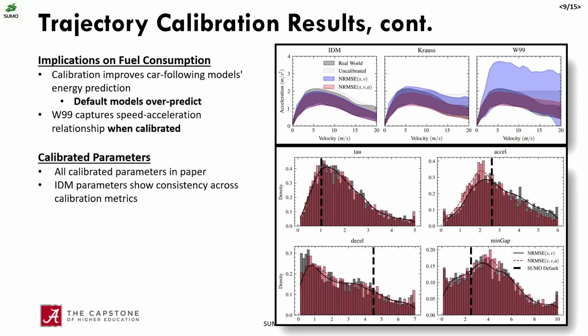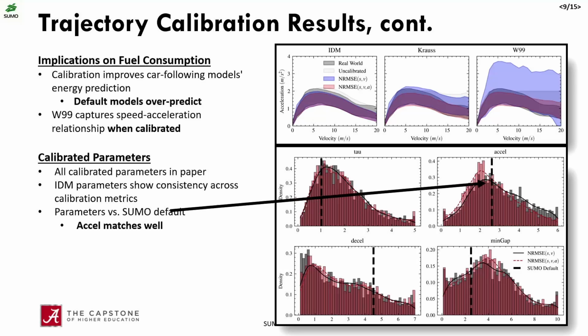The IDM parameters show a lot of consistency between the two different error metrics, whereas for Krauss and W99, there's more of a difference. When we look at the parameters versus the SUMO default value, for a passenger car in this black line here, we see that acceleration lines up quite nicely. It felt good for us to see that because we've tried to implement values from literature that typically fall around the 1 meter per second squared value, and that never produces realistic simulations for us. It was always the SUMO default that was producing better simulations for us, so it was nice to see it actually emerge in the data.